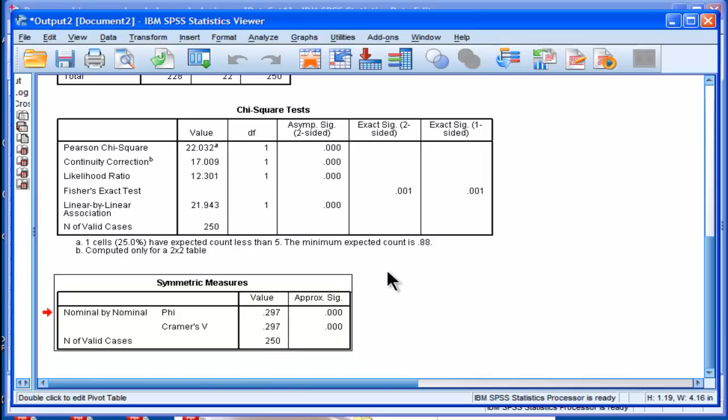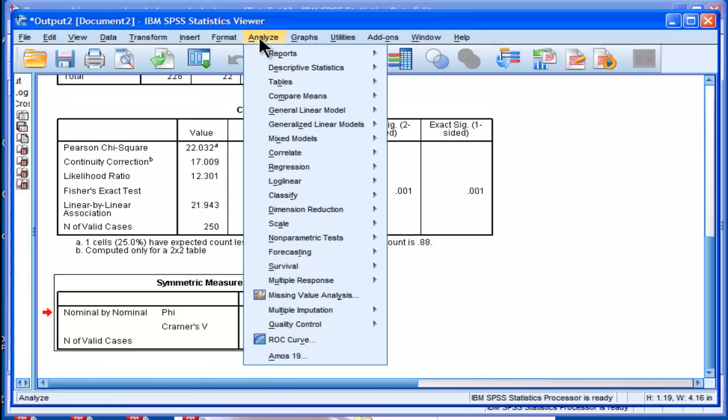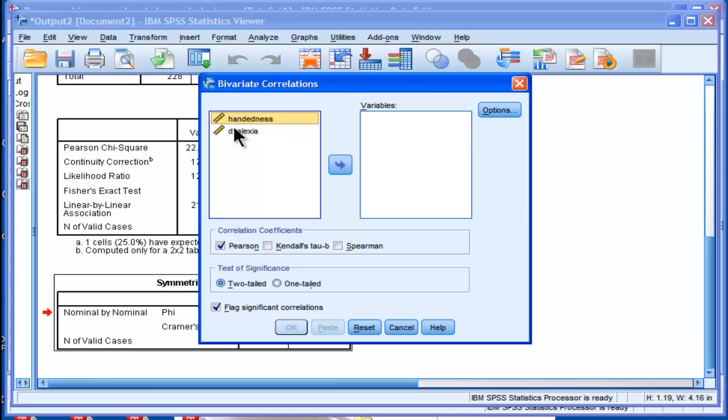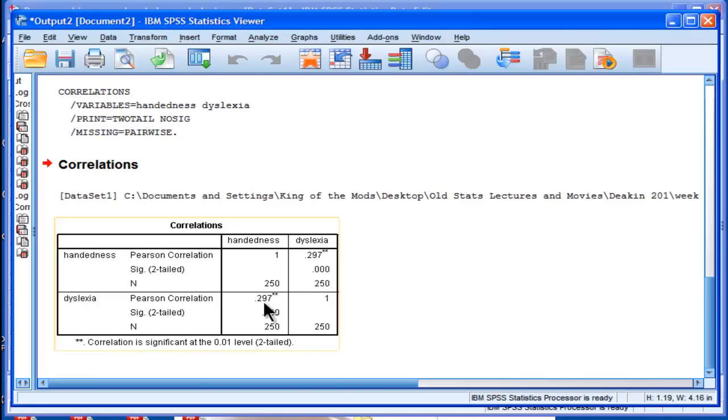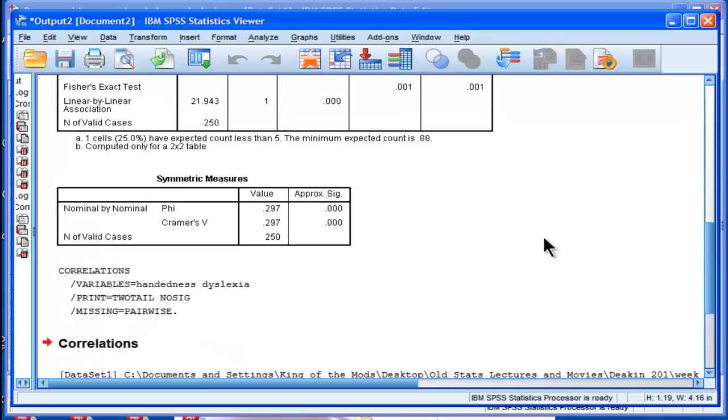And I can prove that, in fact, it is a Pearson correlation by going into analyze, correlate, bivariate, and putting these two variables in, and then just doing an ordinary Pearson correlation. And what do I get? I get 0.297. And the significance level is the same thing as the phi or Cramer's V.